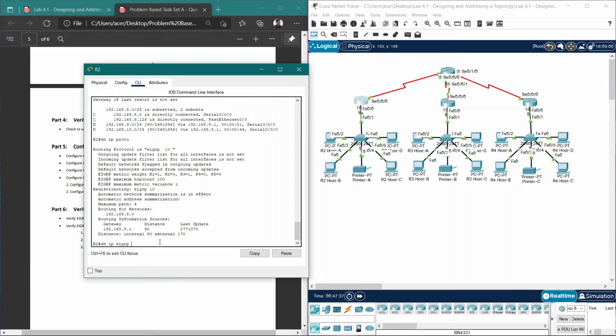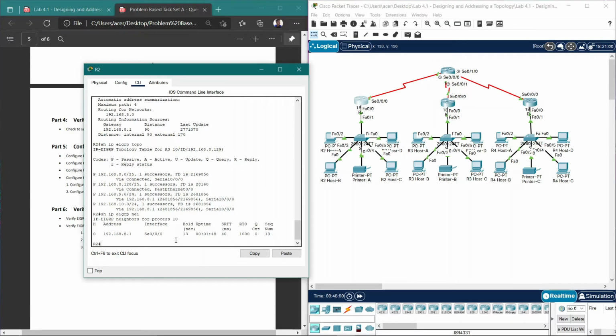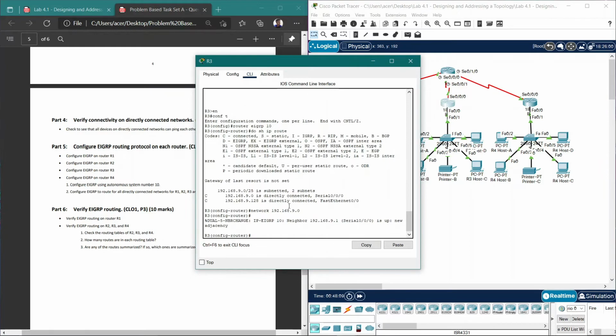Show IP EIGRP topology. In the topology we can see there are four connections, 192.168.8.0 and 192.168.8.128, which are both directly connected, and the 9.0 with the 10.0. And the next command will be EIGRP neighbors. We can see there is one neighbor connection. The 8.1 will be the R1 router.